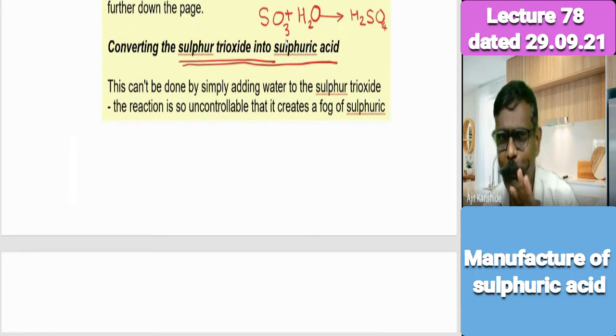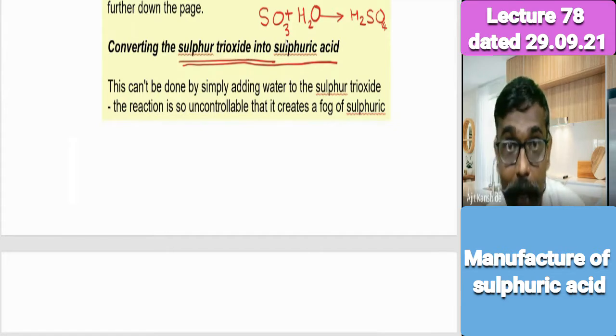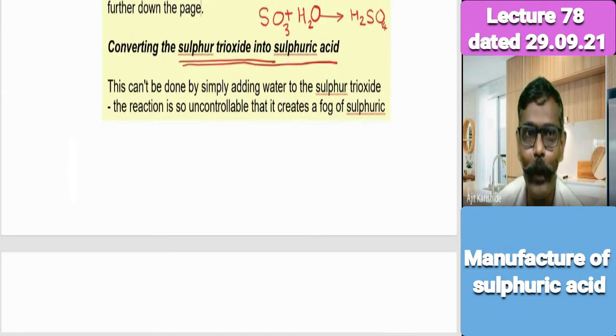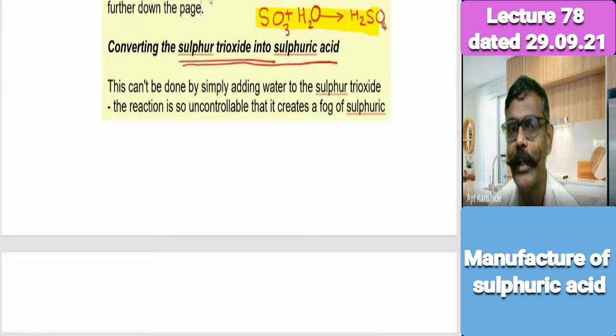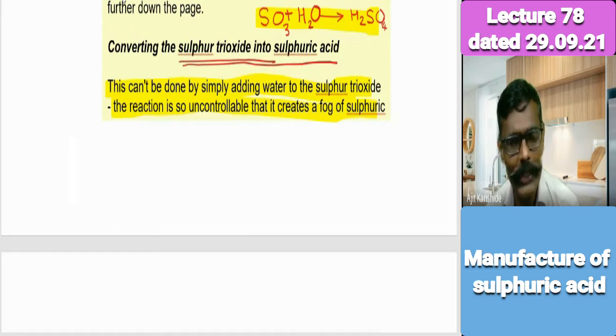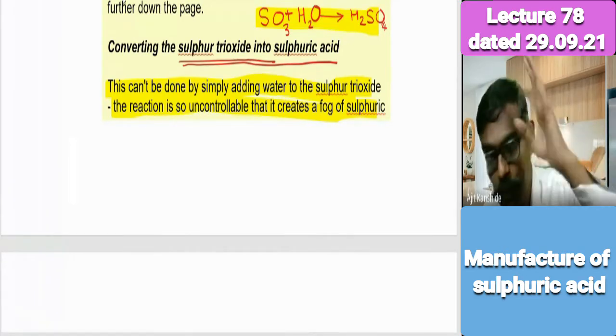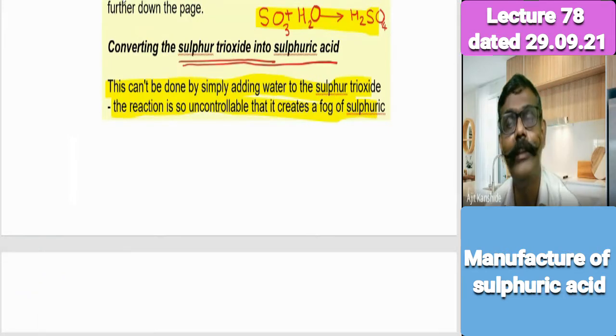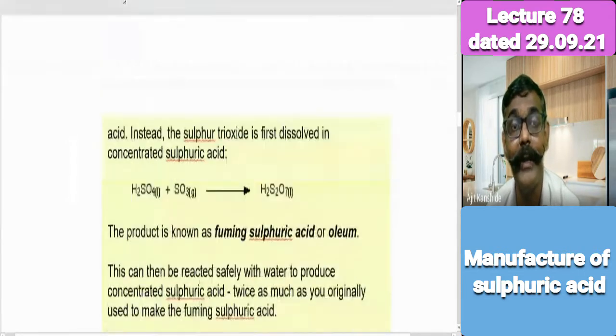Yes, it is true. But the yield that we get is not satisfactory, or it's very difficult to handle that reaction. It is an exothermic reaction. And therefore, whatever the conclusion you have reached, simple combination is not followed. It is mentioned, see, this can't be done by simply adding water to sulfur trioxide. Why? The reaction is so uncontrollable that it creates a fog of sulfuric acid. Means exothermic reaction, and in the atmosphere also, too much sulfuric acid will come out. It is a very dangerous reaction, and therefore this reaction is not recommended.